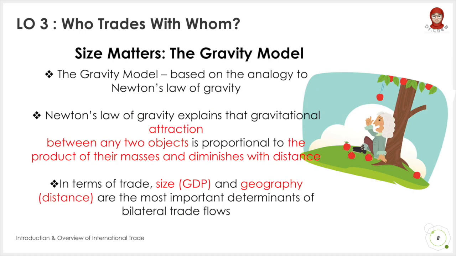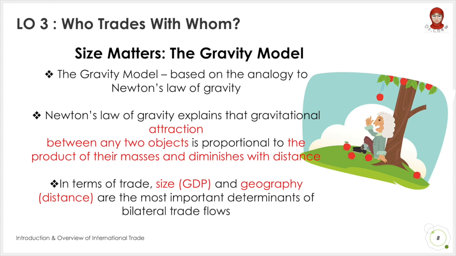Now we are on learning objective 3. Who trades with whom? This will be discussed using the gravity model. The gravity model is based on the analogy to Newton's law of gravity. Newton explained that gravitational attraction, or the pull between any two objects, is due to the product of their masses, their size, and diminishes with distance.